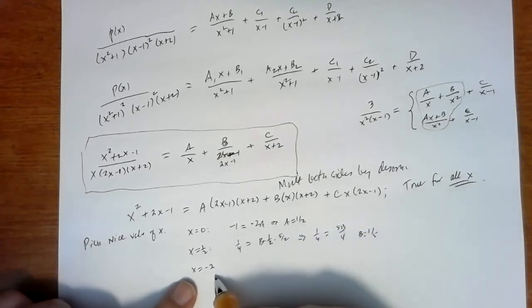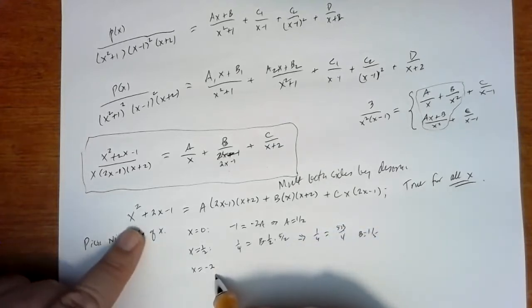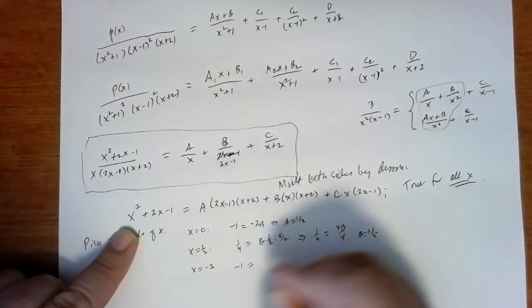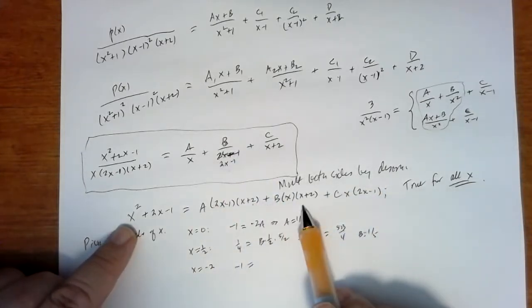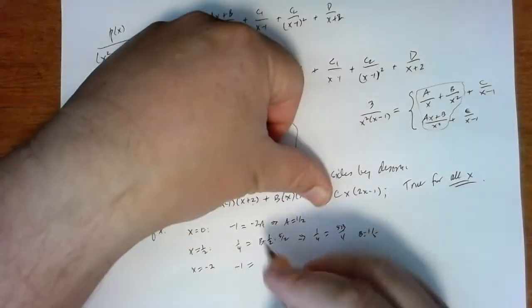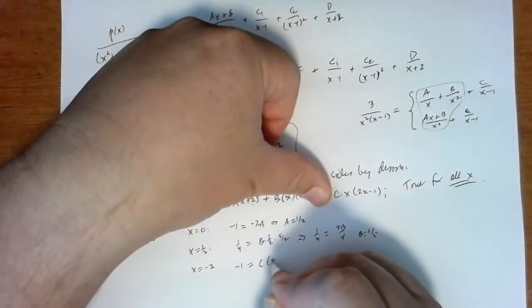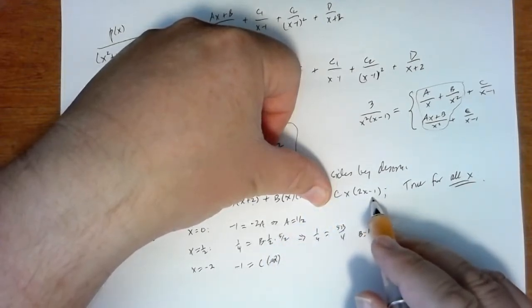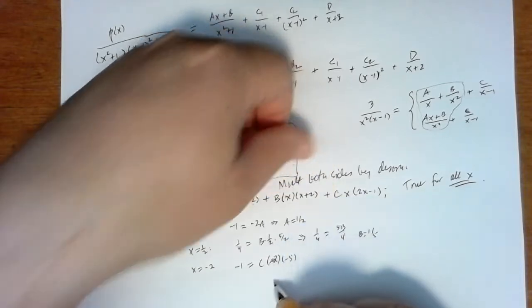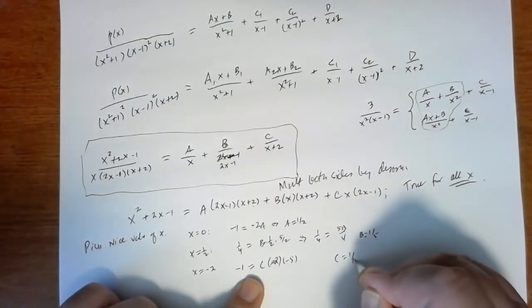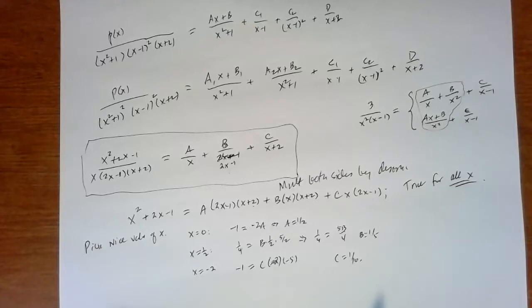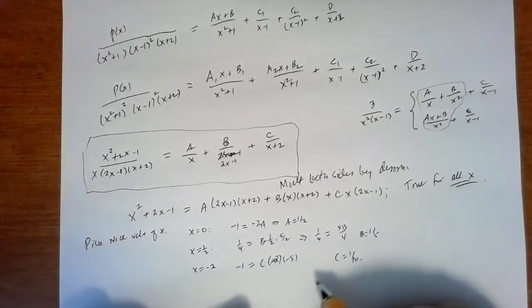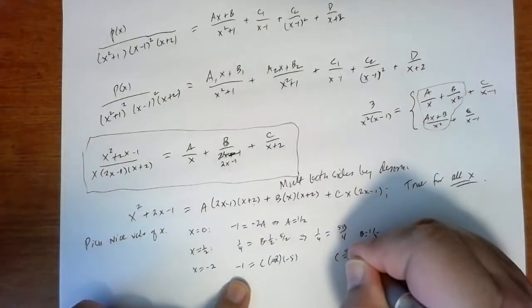And then similarly for c, if you plug in x equals minus 2, what do we get? 4 minus 1 is equal to 0 plus 0, and then c times minus 2. Sorry about that. Minus 4 minus 1 is minus 5. Looks like c is equal to minus 1/10. Good. And so we found a, b, and c.